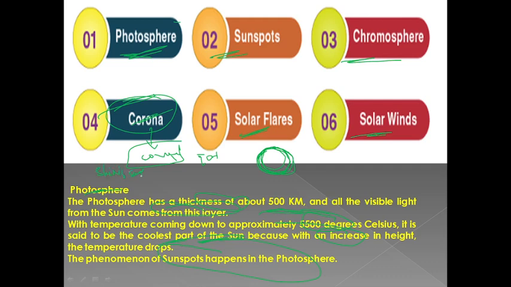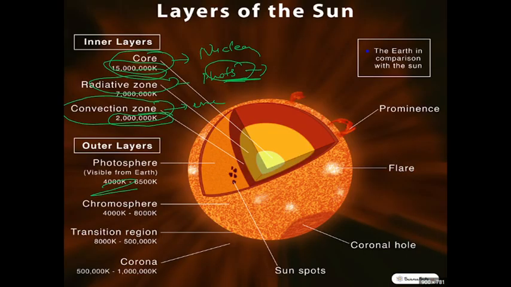It is a shining surface and it appears like a disk. If you look at the photosphere that you can see here, it is just like a shining surface. All the light comes from here itself, and in the photosphere itself you can see the sunspots. Why? Because as the temperature drops, these sunspots occur.